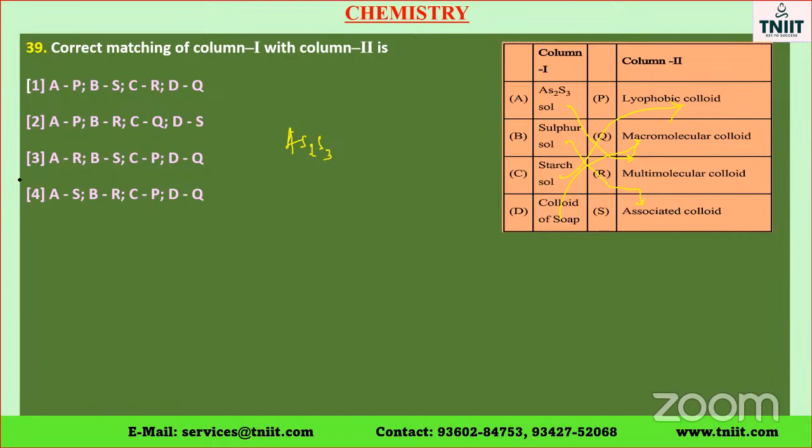Therefore, A is matching R, B is matching S, C corresponds to P, and D corresponds to Q. So therefore, the answer is option 3.